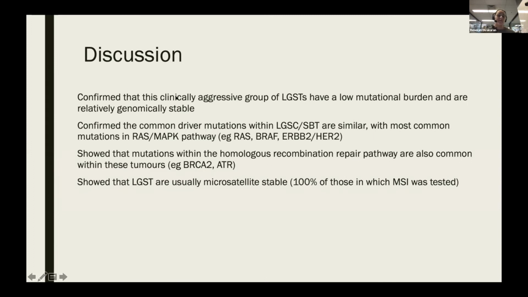So what did this study find? Well, it confirmed that this clinically aggressive group of low-grade serous tumors have a low mutational burden and are relatively genomically stable. It confirmed the common driver mutations in low-grade serous carcinoma and serous borderline tumor are similar, with the most common mutations in the RAS-MAPK pathway. But it also showed that there are mutations within the homologous recombination DNA repair pathway, including BRCA2 mutations. It also showed that low-grade serous tumors are usually microsatellite stable.